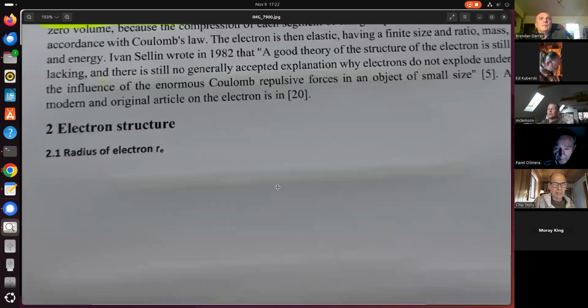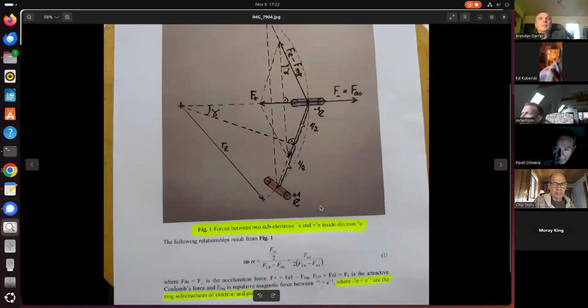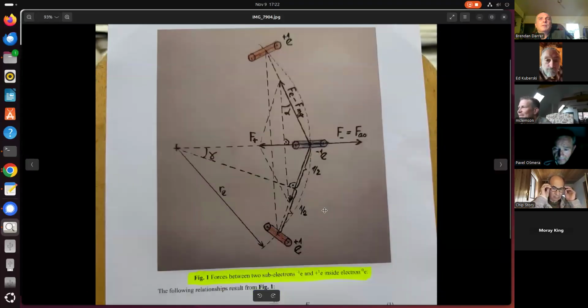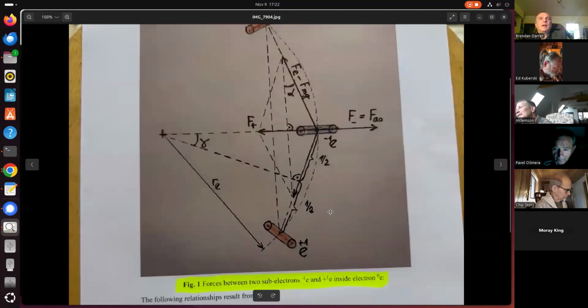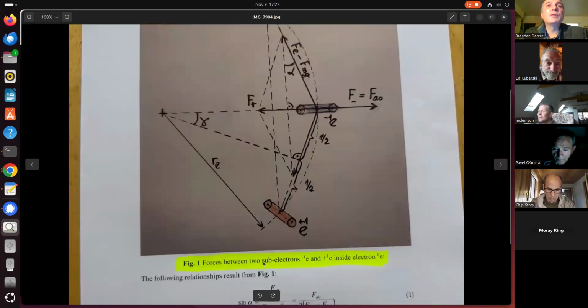Section 2, electron structure, radius of electron, RCB. There's a figure. Figure one, forces between two subelectrons, E minus one, and plus E1 inside electron 0e.